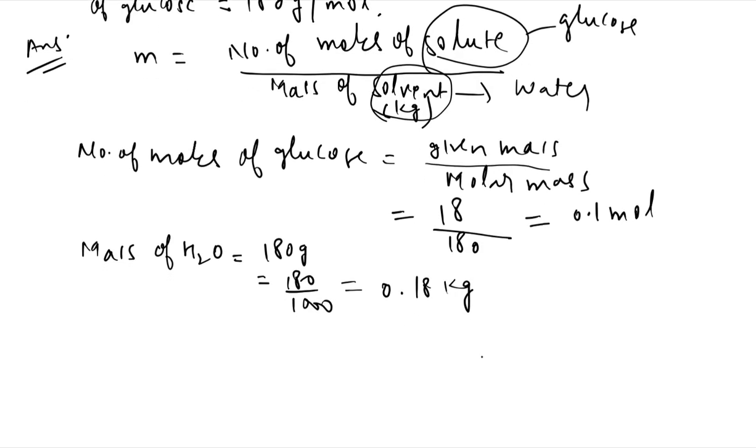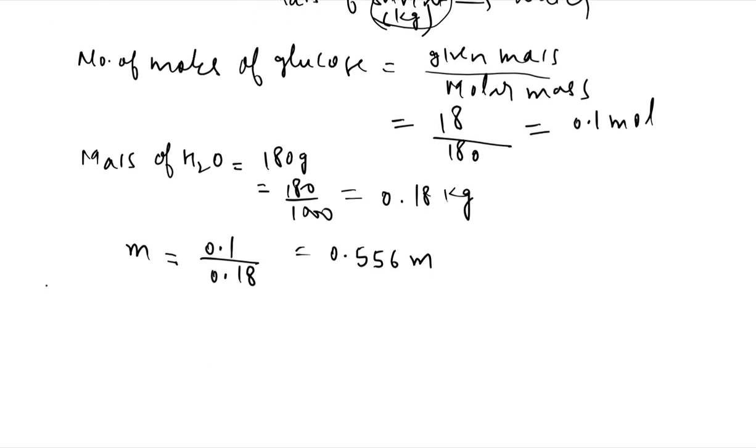So we can simply put it in the formula. So the molality would be 0.1 divided by 0.18, that is 0.556 molal. All right, so I hope this was easy to understand. Now let's just try some other numerical.